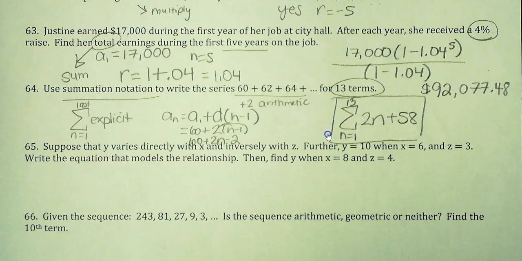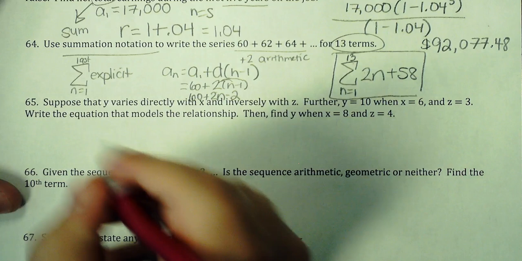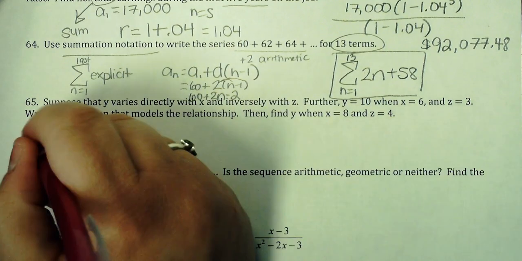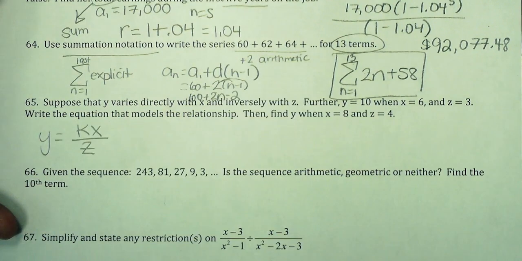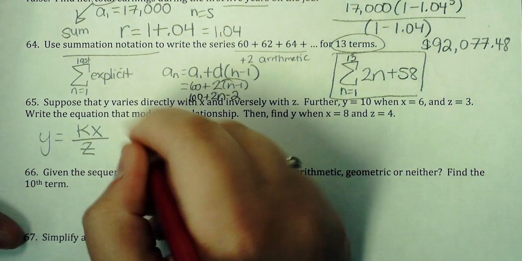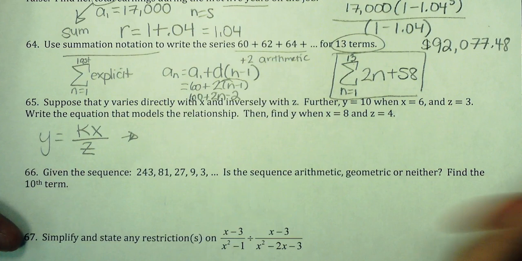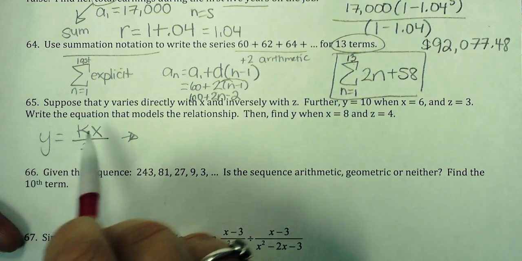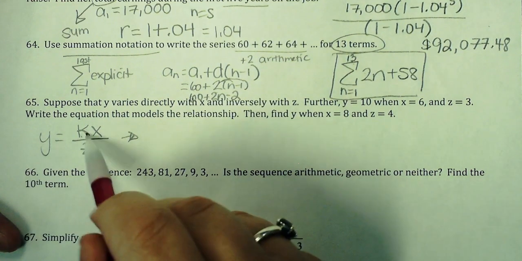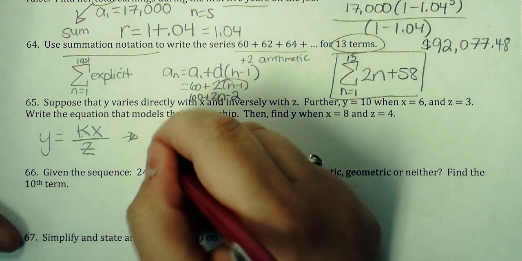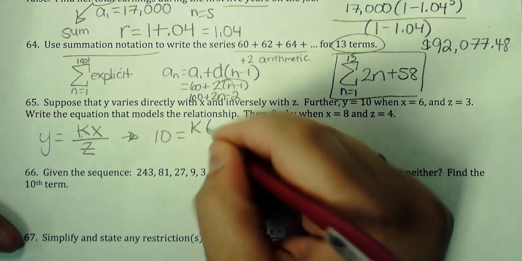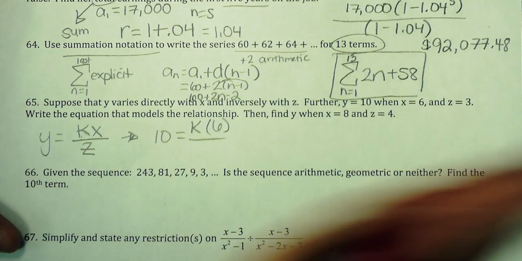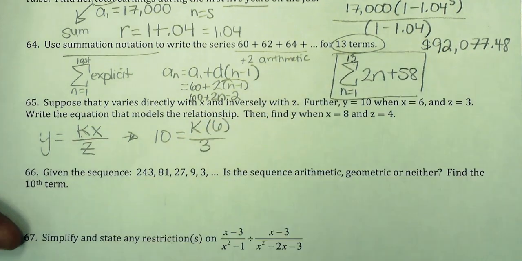Now, 65, y varies directly with x and inversely with z. So y equals k times x, inverse is turning it into a fraction. Okay, now I'm going to sub some stuff in. They're going to give us just enough information that we can figure out the k. Don't forget the k. That's the constant of variation. Okay, so 10 is y. k, we don't know. x is 6, and z is 3. So we're just going to solve this real quick.